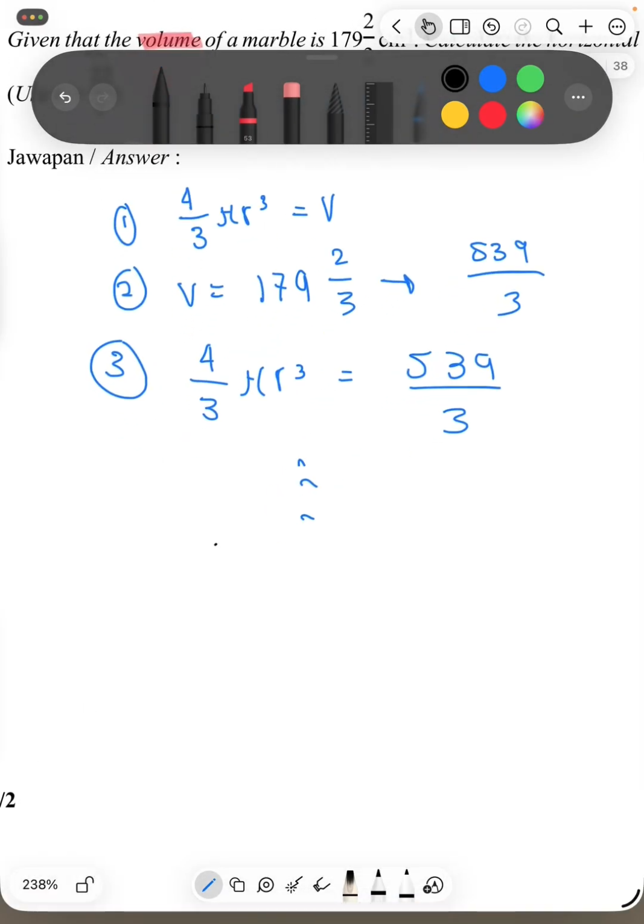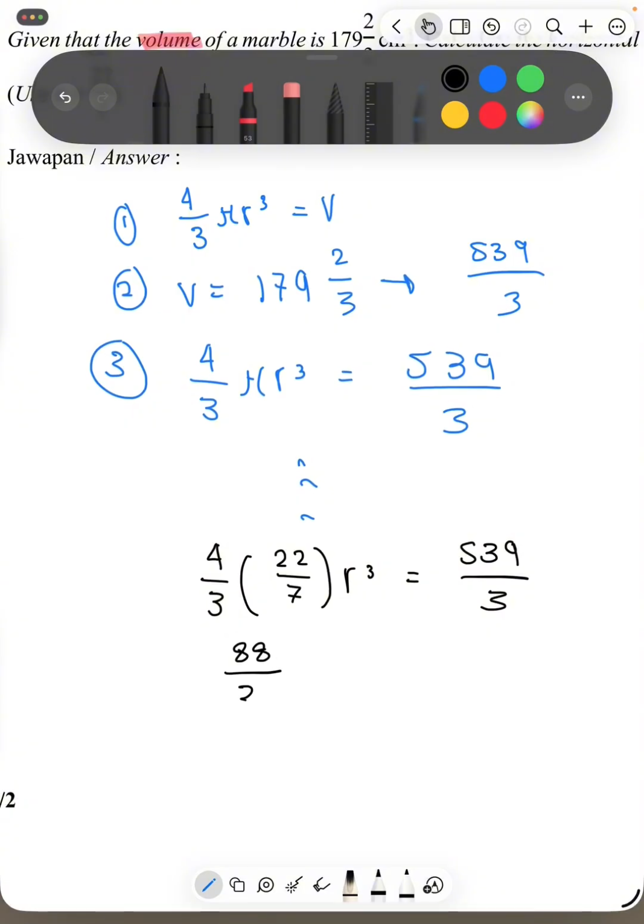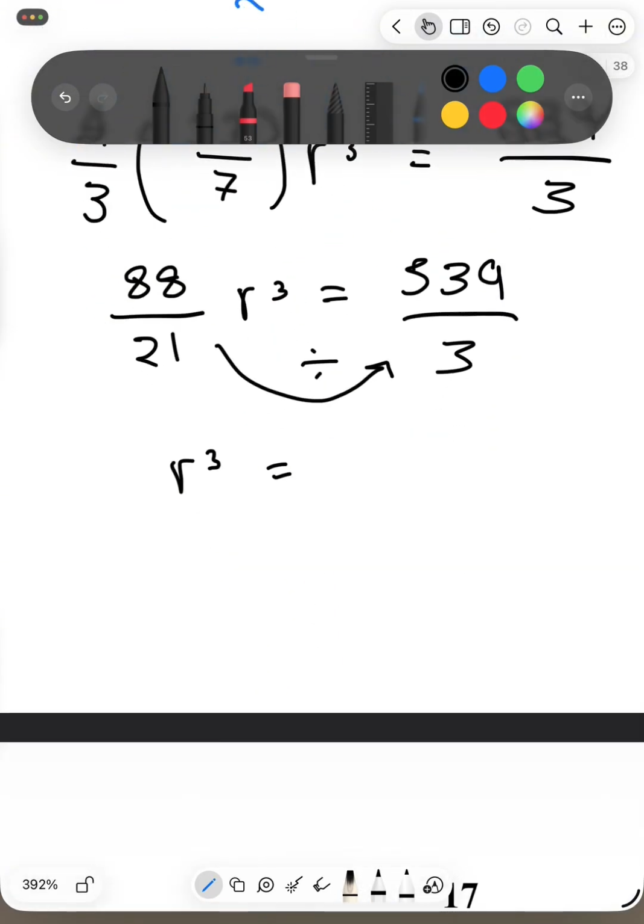Okay, they want us to use 4 over 3 times 22 over 7. R cubed is equal to 539 over 3. So just multiply 4 over 3 with 22 over 7 and you get 88 over 21. And then bring this here, you divide it, and you get 343 over 8.